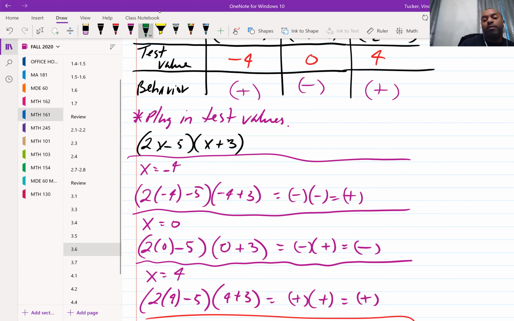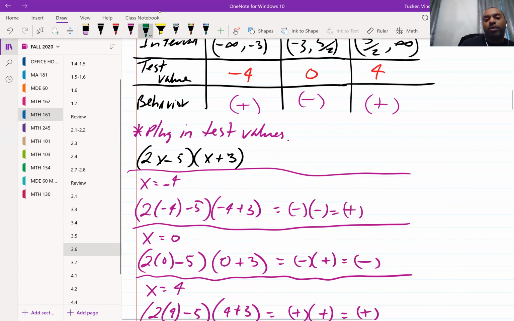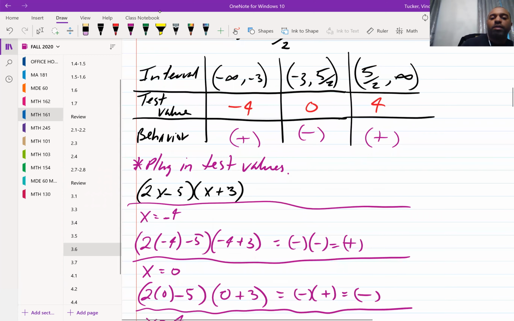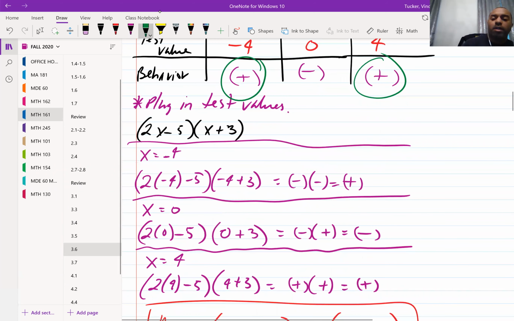So once you have filled out the chart, now you need to go back and make sure you remember what it is that they asked of you. They want to know, when is it positive? So notice it's positive right here and right here. So those would be your answers. And that's what we have right here.